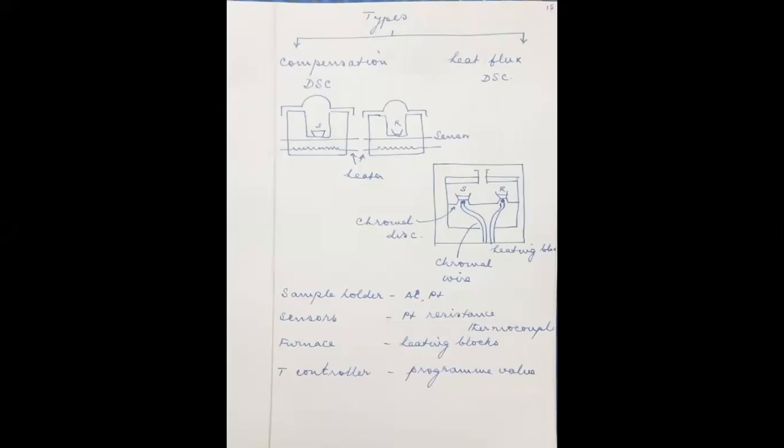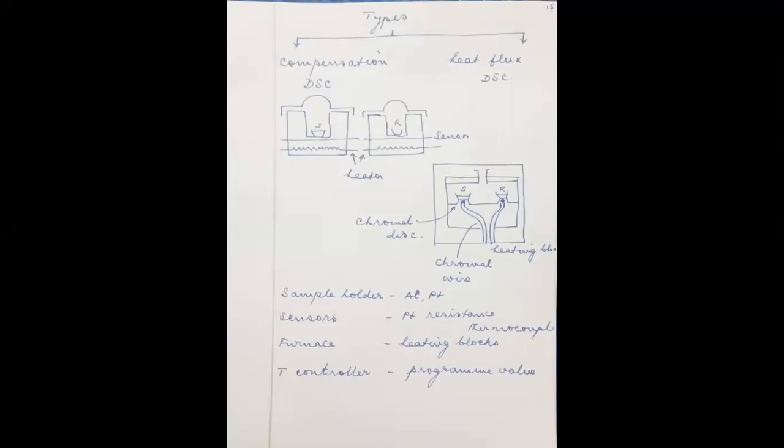And the other part of the differential scanning calorimetry is the sensors. Normally, platinum resistance thermocouple sensors are used. See, what is a thermocouple? Two conducting materials of a different temperature coefficient.